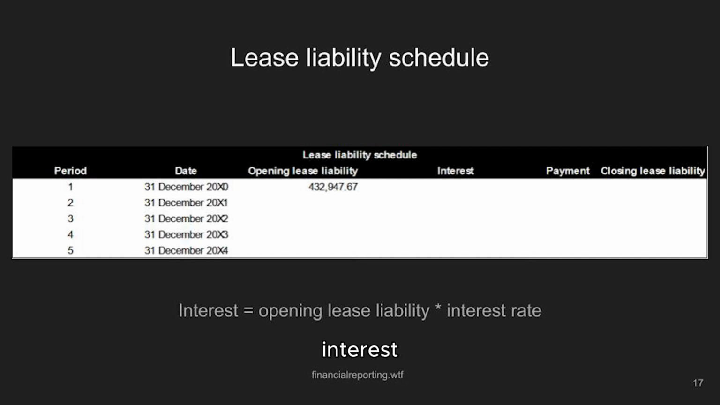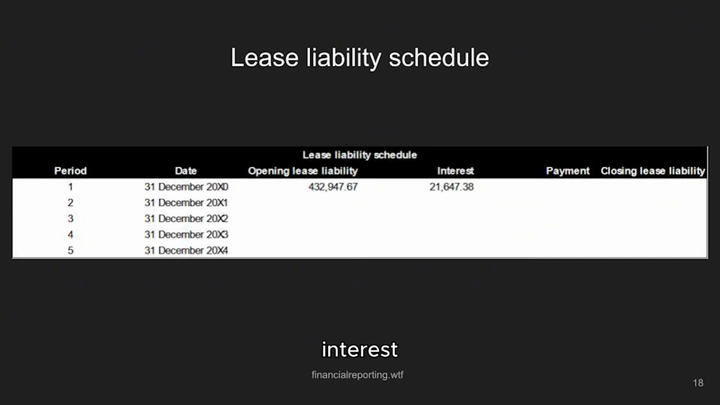To calculate interest for the period, we simply take the opening lease liability for the period and multiply it by the interest rate. Make sure your interest rate matches the periods you are working with. In our instance, the interest rate is an annual interest rate. Our payments are annual too. If working with a lease with monthly payments, make sure your interest rate when discounting is a monthly interest rate. You may have to convert your interest rate to one that matches your payment periods.